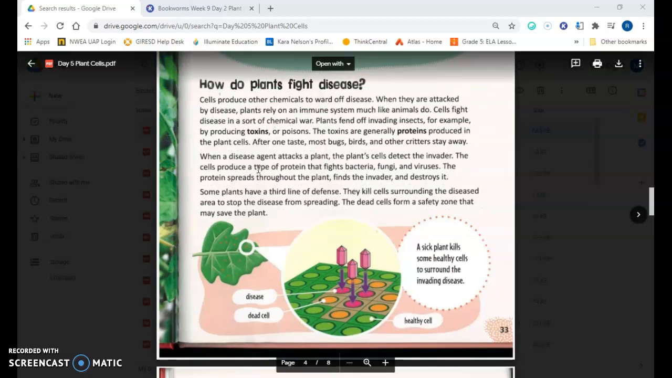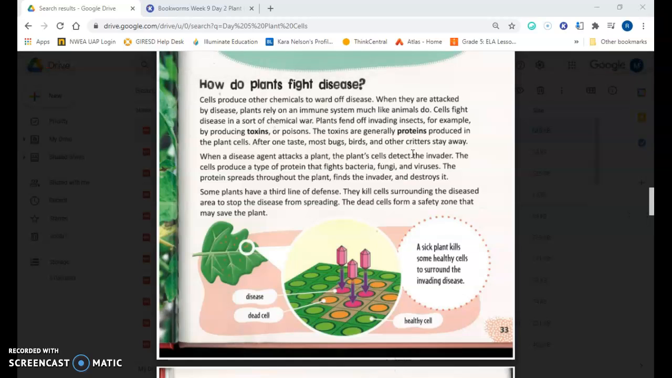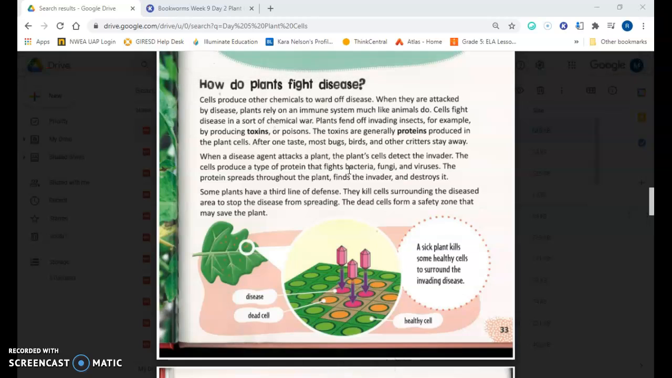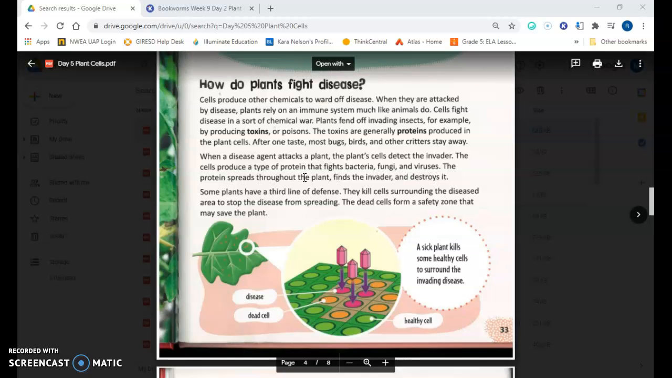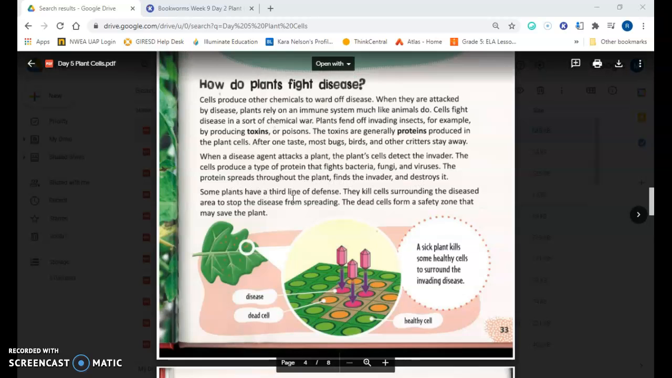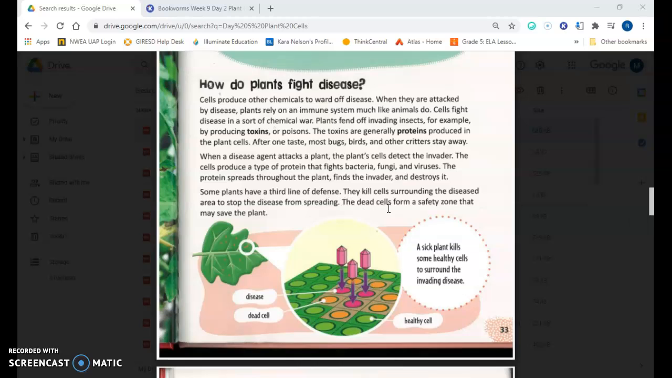When a disease agent attacks a plant, the plant cells detect the invader. The cells produce a type of protein that fights bacteria, fungi, and viruses. The protein spreads throughout the plant, finds the invader, and destroys it. Some plants have a third line of defense. They kill cells surrounding the diseased area to stop the disease from spreading. The dead cells form a safety zone that may save the plant.